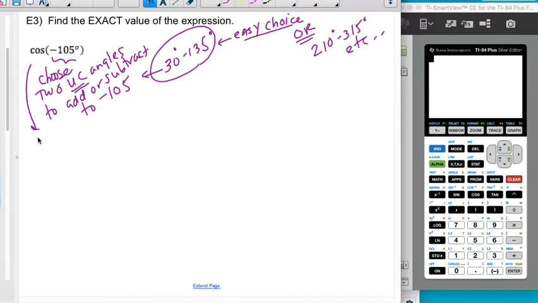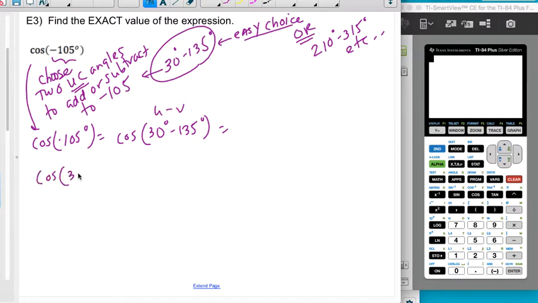So I'm going to say that the cosine of negative 105 is the same as the cosine of a 30 minus a 135. So that's my u and that's my v, right? So cos, sorry, we're laggy, sine, and then change the sign, right? And it does help to know what those angles are.